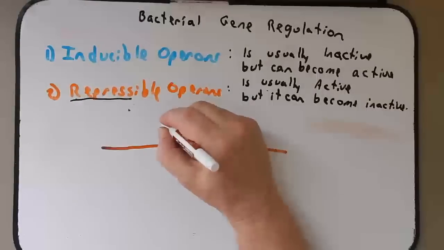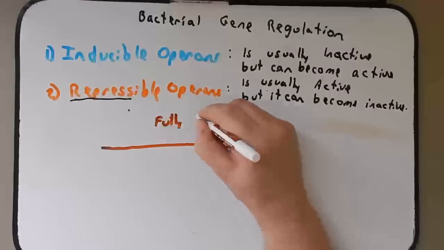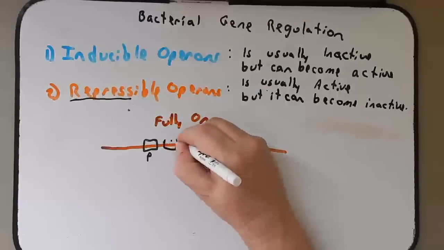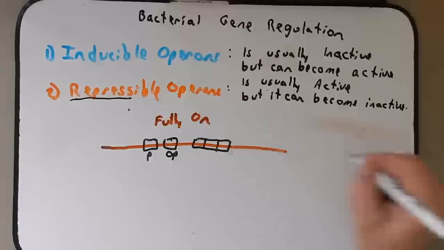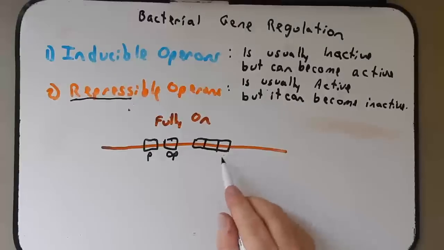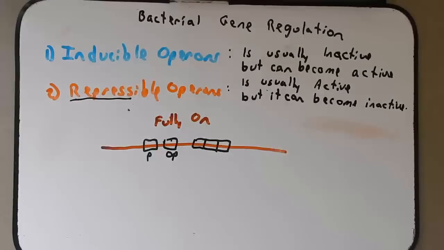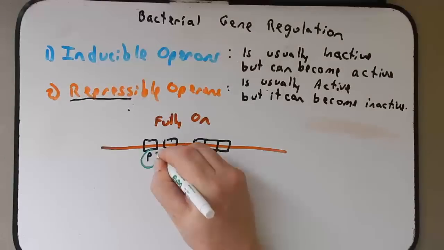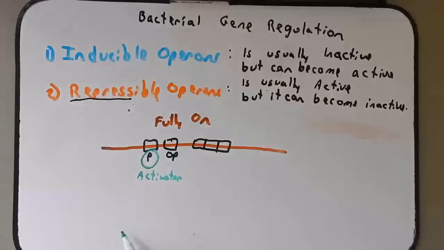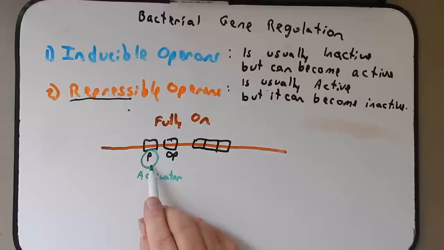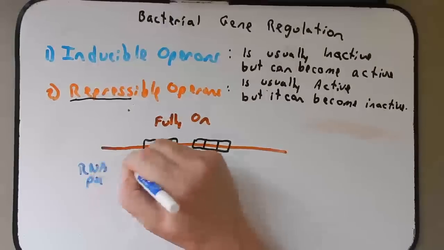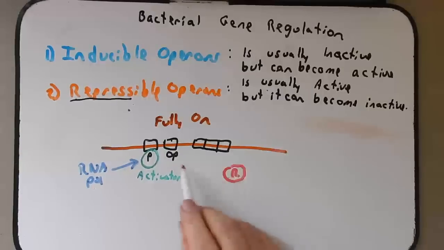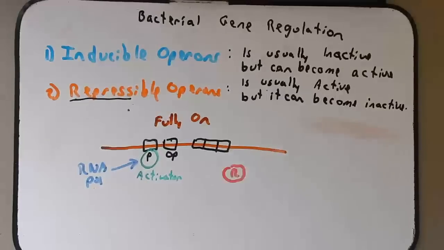So to look at this, I want to look at an operon that is fully on. On this operon, we have our promoter, and we have our operator, and then we have our 3 genes. And again, remember, it can be more than 3. I'm just showing 3. Now for this to be fully on, our activator protein that we talked about on the last slide has to be bound to the promoter. When the activator protein is bound to the promoter, it will recruit RNA polymerase. In addition, the repressor protein is not on the operator. In this case, it is fully on.